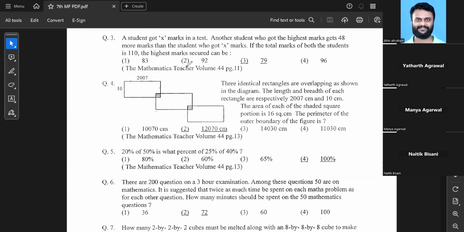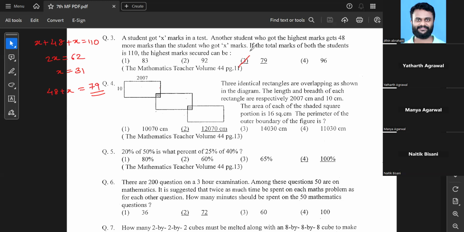Okay, so the student got x marks. The other student got 48 plus x. So the total of them is x plus 48 plus x, which is equal to 110. That should give you 2x is equal to 110 minus 48, that is 62. Therefore, x is equal to 31. So if x is equal to 31, the highest scored marks was 48 plus x, that should be 79. And 79 is your answer. Okay, sir. Thank you.